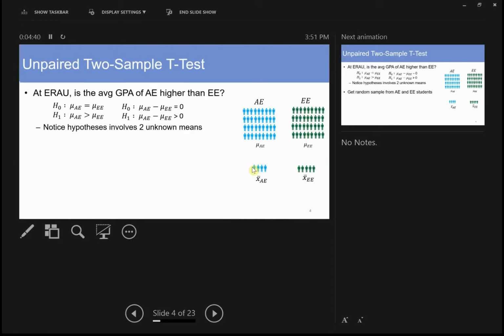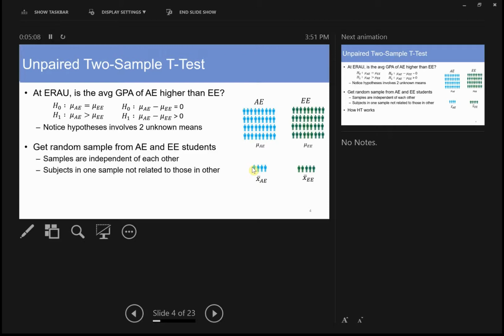Let's suppose we want to ask, is the average GPA of aeronautical engineers at Embry-Riddle higher than the average GPA of electrical engineers? And so these are my two unknown populations, right? And they each have a mean GPA for aeronautical engineer and electrical engineer. And so how would I do that? Well, I would take a little sample, right? So maybe I take 4 aeronautical engineers, 5 electrical engineers.